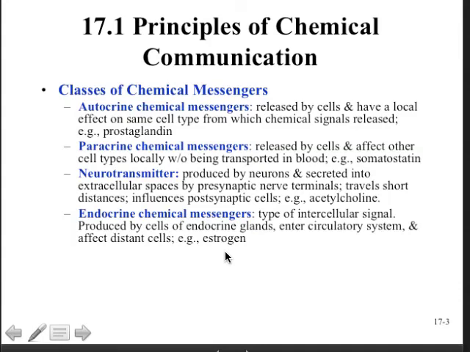Endocrine messengers are intercellular signals that are produced by cells of endocrine glands, and when they enter the circulatory system, they affect targets at quite some distance.